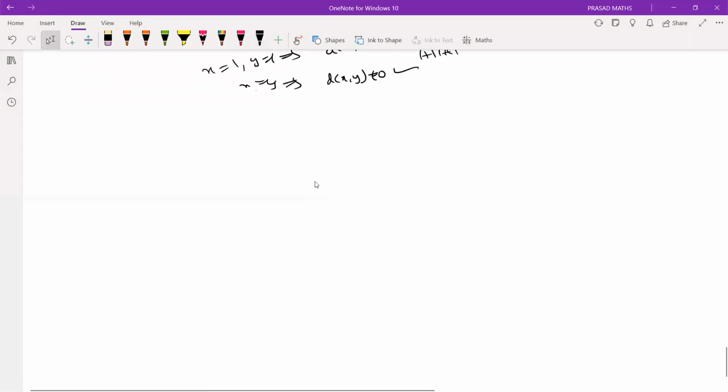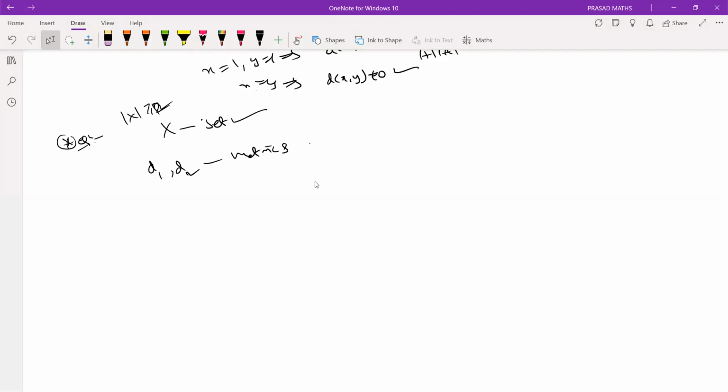Now next example. If X is any non-empty set, in fact with cardinality minimum 2 elements. For the sake of convenience, I already told you when the cardinality is 1, we can have only one metric. So cardinality minimum 2. Suppose d1, d2 are two metrics on a set X. The question is: if d1 plus d2, is it a metric?